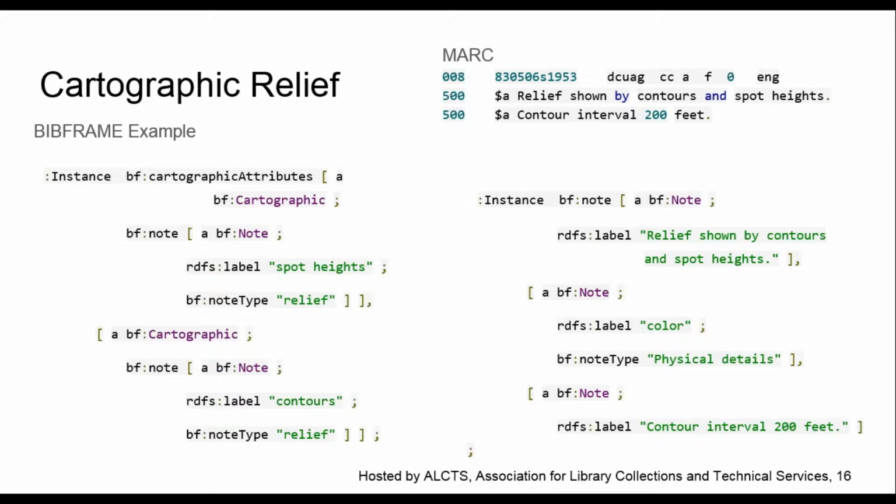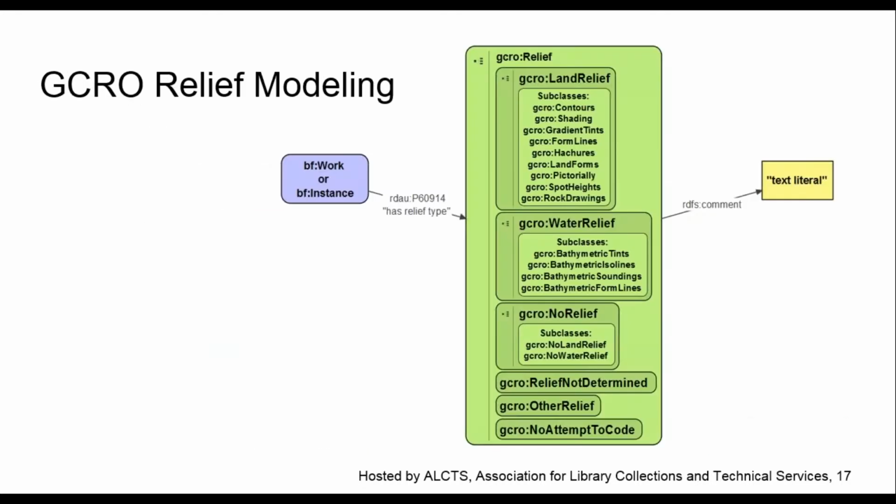The 500 data is in no way related to the 008 data, which is not necessarily a failing of the converter because it's similarly structured that way in Marc. However, let's look at how this might alternatively be modeled. So here's the GCRO relief model.